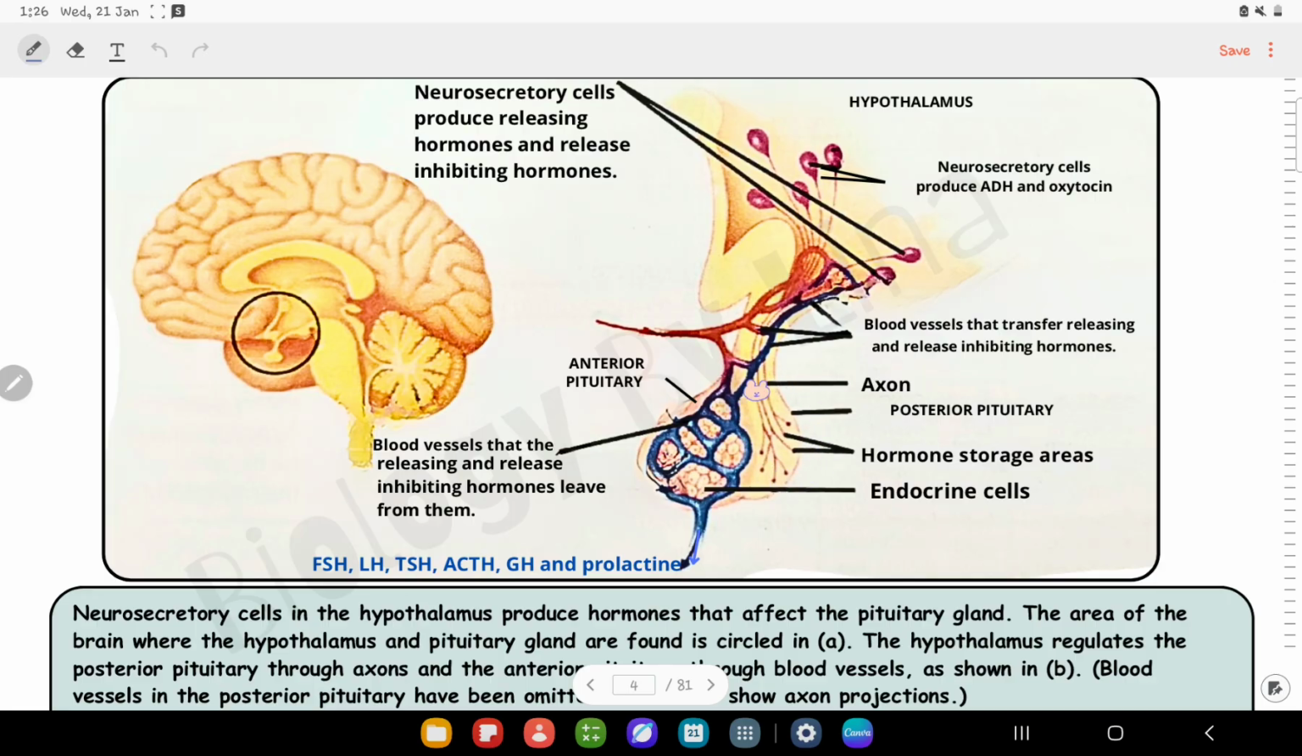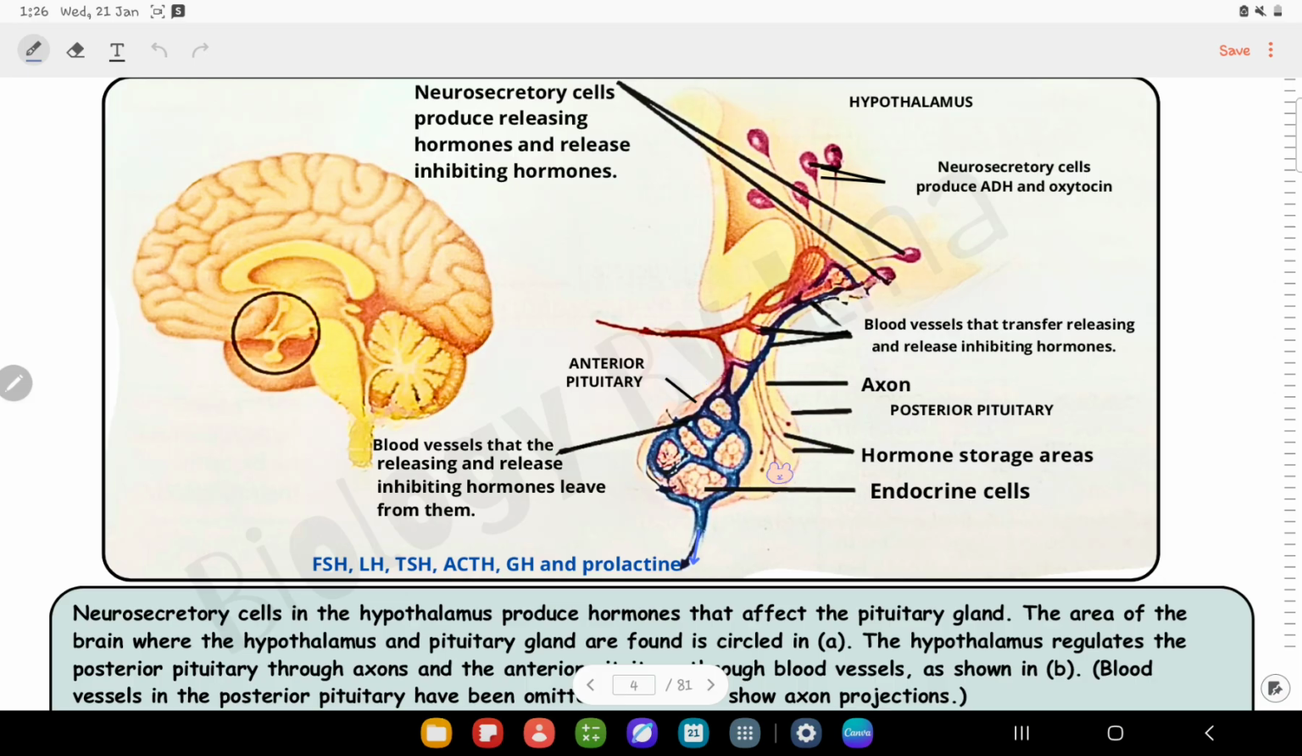In the posterior pituitary gland, they are stored and released from here. When the body needs them, the ADH or the oxytocin is released from the posterior pituitary through blood vessels to their target cells. What about the RH and RIH? They are also hormones that are produced in the hypothalamus in this neurosecretory cell and travel through the blood vessel to their target, which is the anterior pituitary.